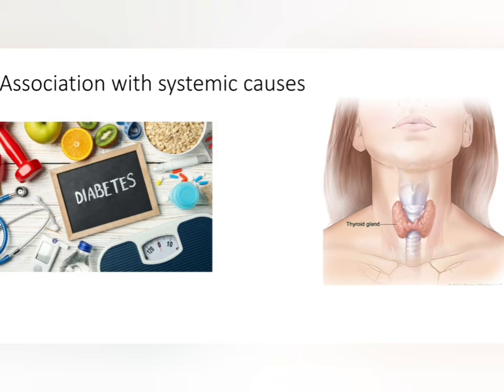So you need to take the history properly about systemic illness, whether he is having diabetes or not, because cataract is mostly an age-related thing, but due to trauma also cataract can happen. But cataract will lead to slow progression of this opacification that leads to slow reduction of visual acuity.